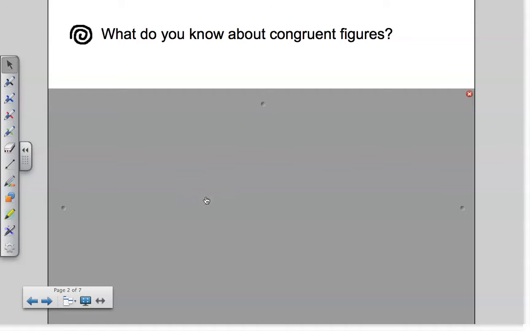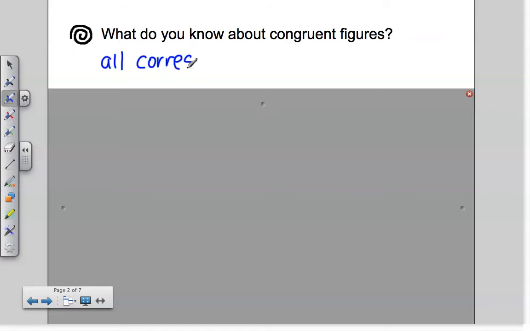Because we already know something about congruent figures. What is it that we already know about congruent figures? Or if I told you these figures are congruent, what would you know? Well, isn't it true that if you have two figures that are congruent, all of their corresponding sides are congruent and all of their corresponding angles are congruent? So, what do I know about congruent figures?